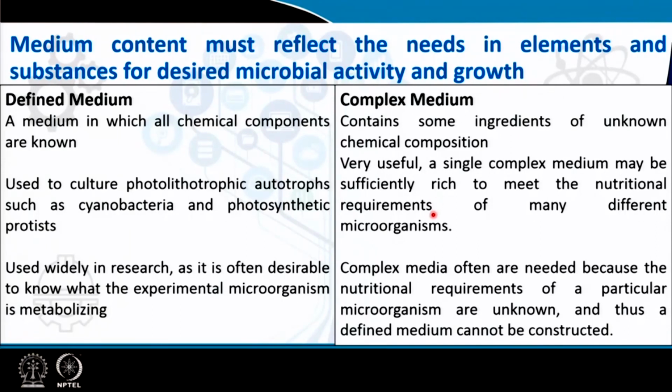Complex media are often needed because the nutritional requirements of the particular microorganisms are unknown, and thus a defined medium cannot be constructed. So, when we are unable to define exactly what the requirements are of the particular type of bacteria or organisms that we are trying to grow, often we opt for the complex media, because when we provide a complex medium, many of the requirements are simultaneously satisfied, but again, we may miss out some of the organisms which are solely lithotrophs and autotrophs.